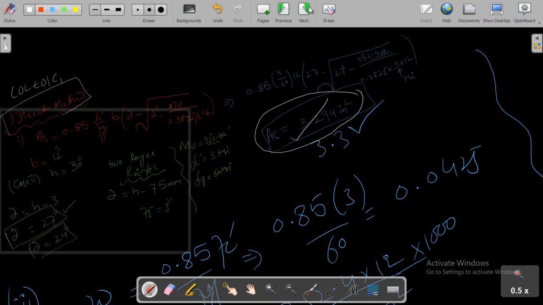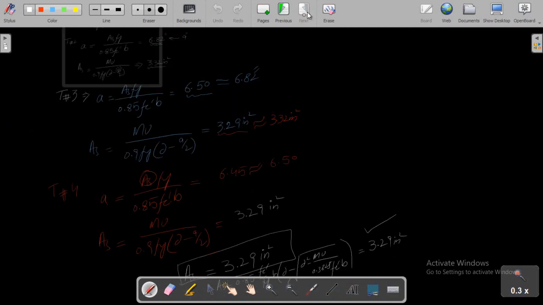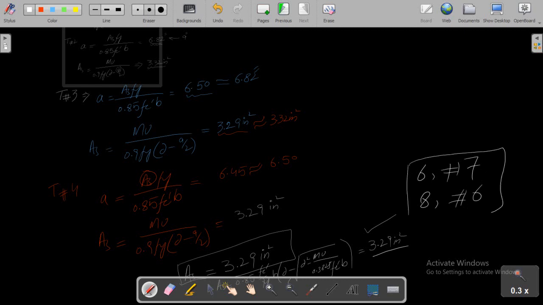And for this area, 6 number 7 bars or 8 number 6 bars are sufficient, right? It will give us this amount of area: this arrangement gives us 3.52 and this arrangement gives us 3.60 square inches, right? This ends the trial and error method.